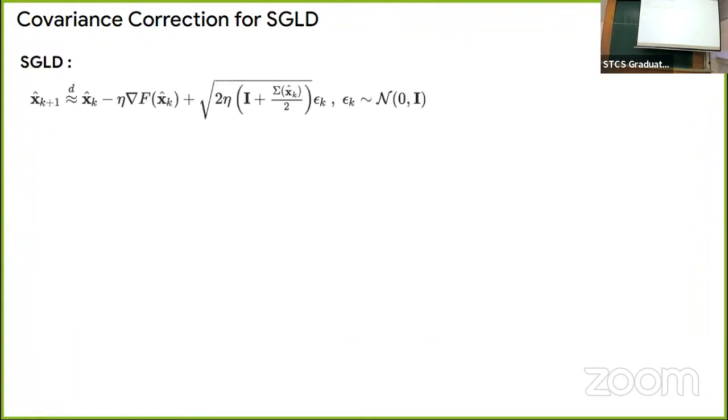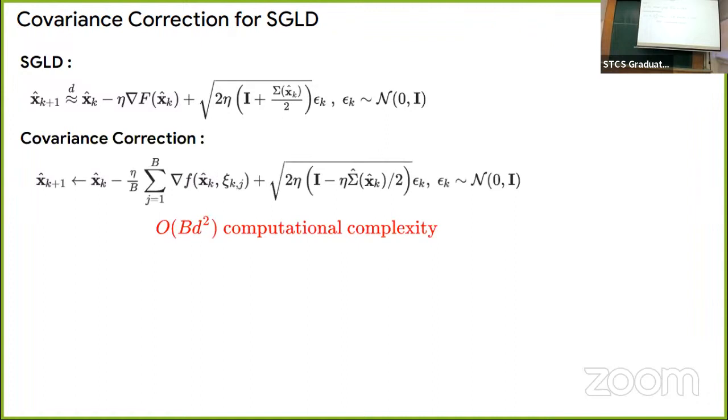Okay, so to remind you of this, this is the SGLD. And this is the covariance corrected SGLD, but this is computationally bad because it takes O of B square computation in this form, because you need to estimate sigma hat of x_k hat. And they're converging to the same thing. Yeah, they converge to the same thing, but at a faster rate with respect to the budget. It has slightly better properties.